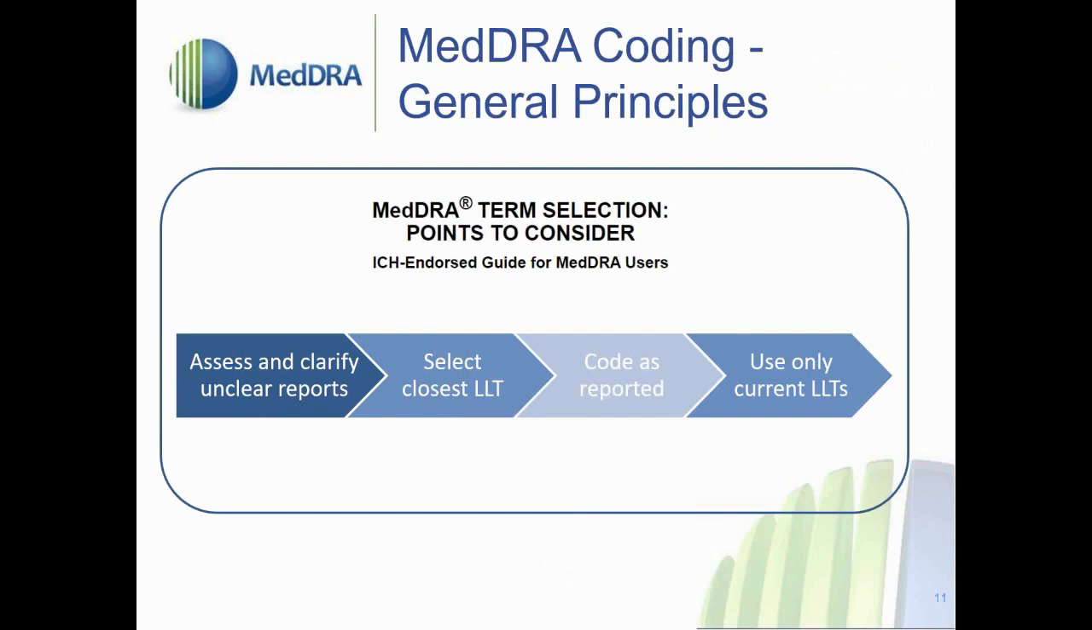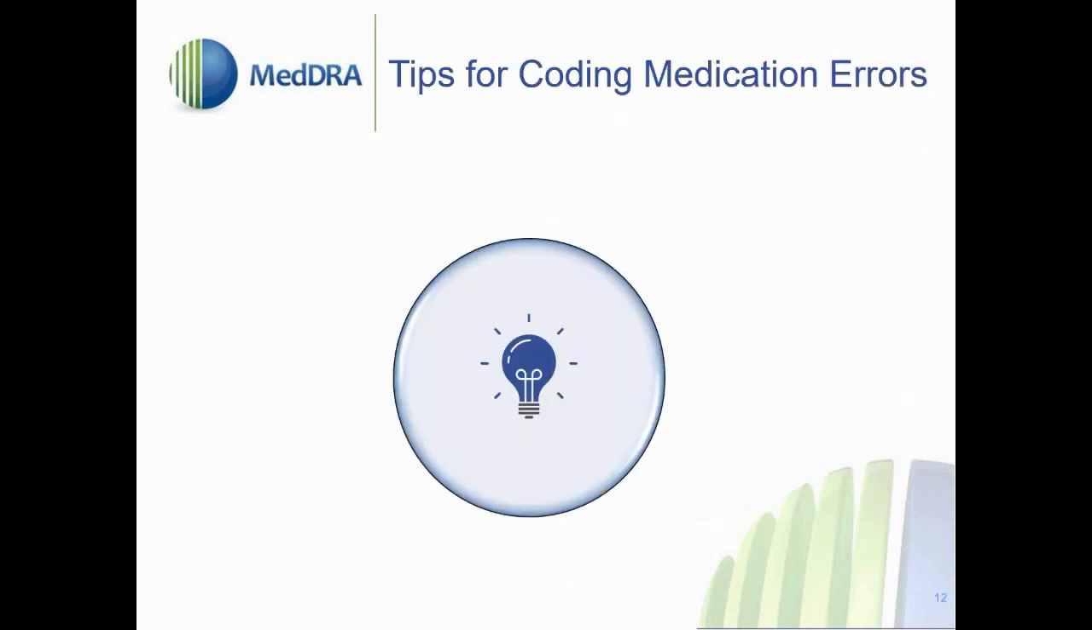Coding is done at the LLT level, and the LLT that most accurately, most specifically reflects the reported incidents and events should always be selected. Nothing should be interpreted, added, and no relevant information should be omitted. This is really the basic rule, code as reported. And of course, only current LLTs should be used for coding purposes. I assume that you are all very familiar with these basic rules, so I will not go into this any further.